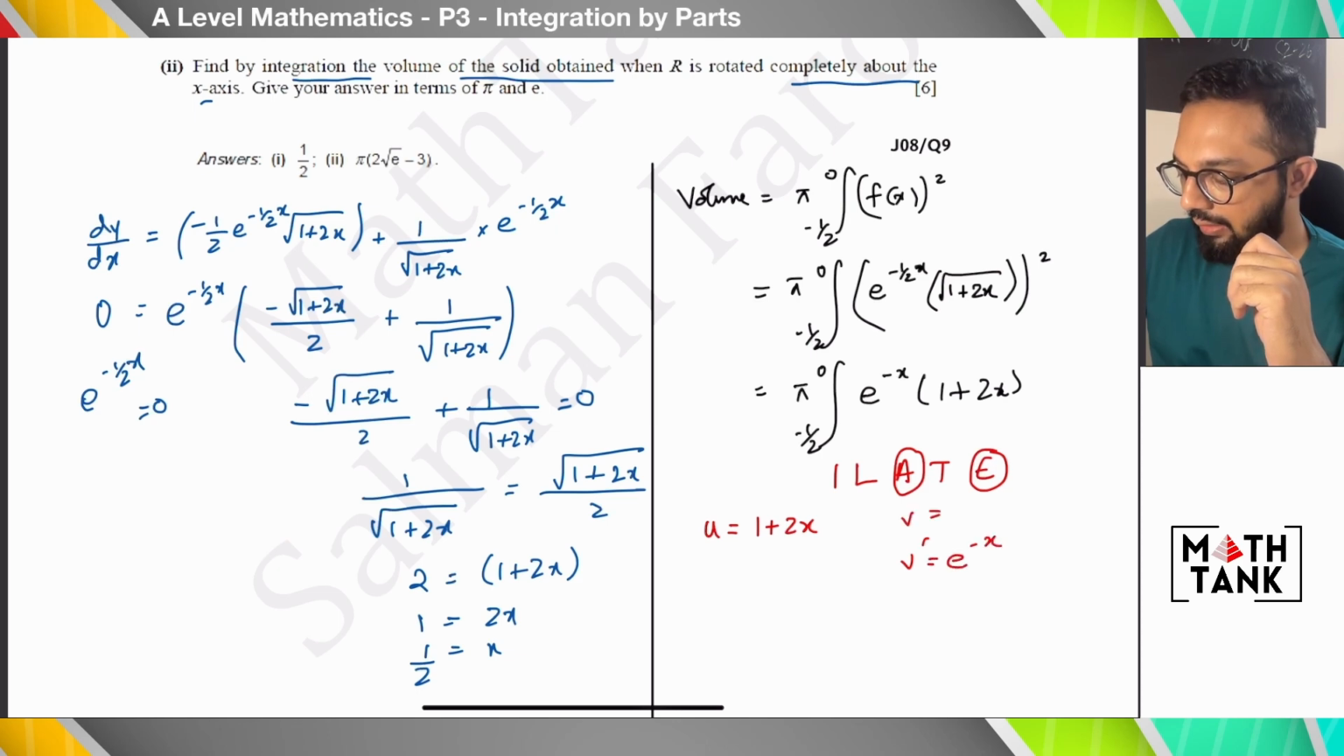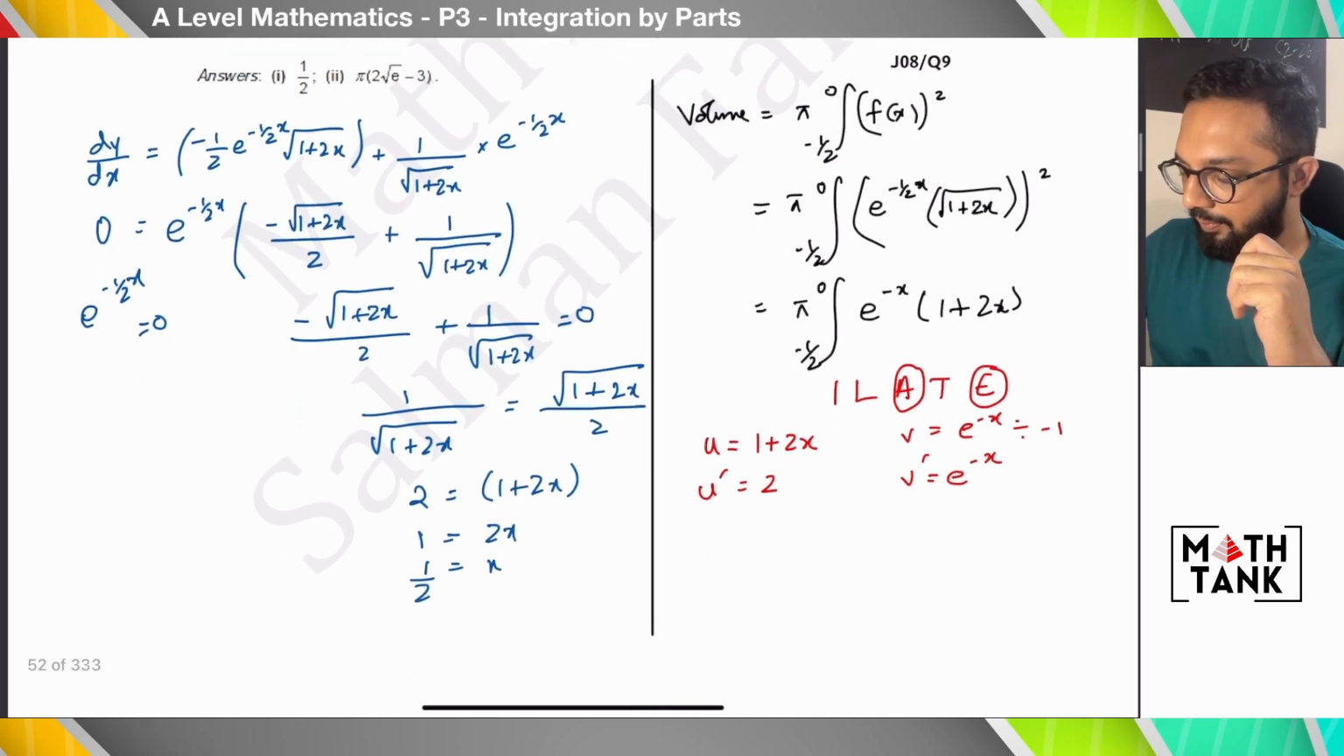So v is therefore e power minus x divided by minus 1, and u dash is 2. So vu minus integration of vu dash, that's minus e power minus x into 1 plus 2x, minus e power minus x into 2.